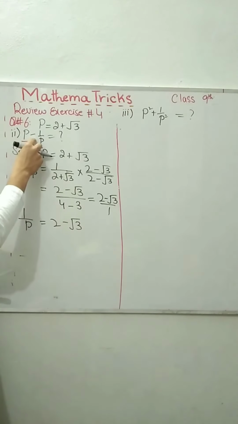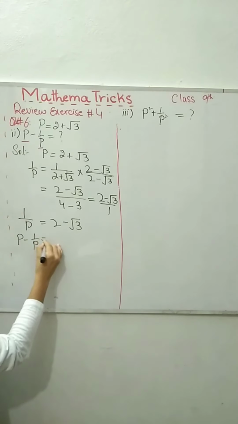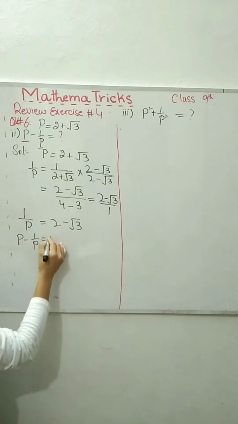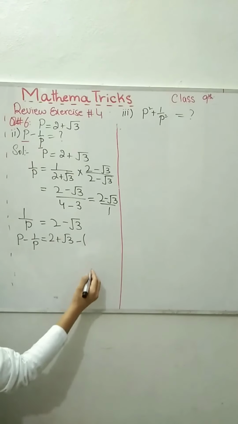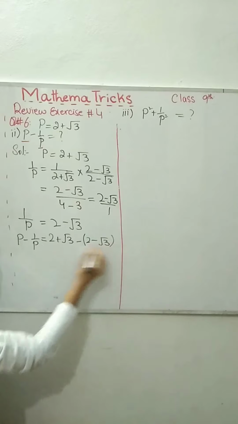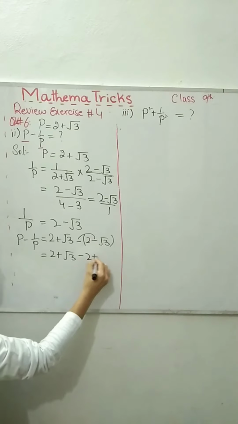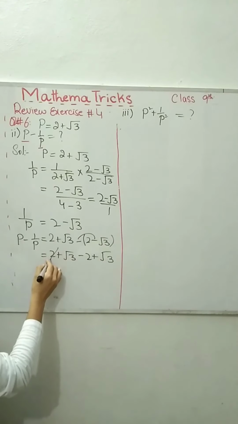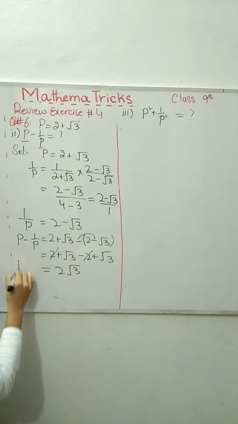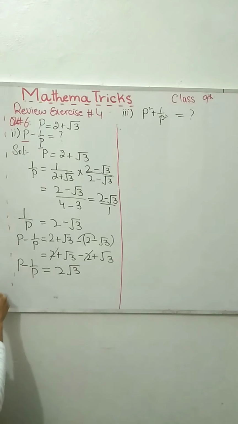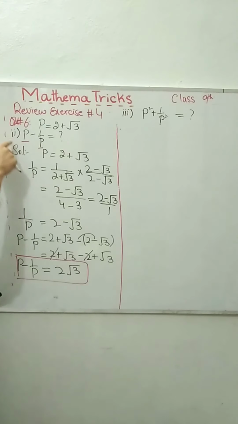What we need to find? We need to find p minus 1 over p. So I'm going to solve here. P minus 1 over p. P is 2 plus square root of 3, minus, as we put a minus, we put a bracket here, 2 minus square root of 3. So 2 plus square root of 3 minus 2 plus square root of 3. Negative 2, positive 2 will be cancelled out. What I have is 2 times square root of 3. This is the value of p minus 1 over p. You just find this value. That's what we need to find in part 2.